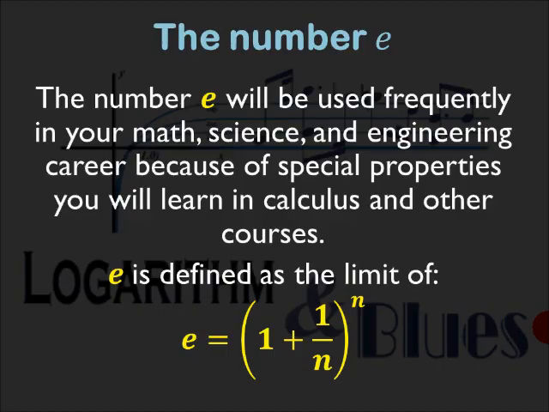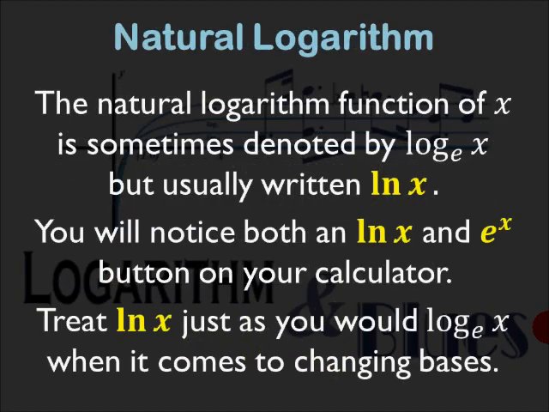If you are interested, e is defined as the limit of (1 plus 1 over n) to the n power. So that's going to look very familiar to the formula for compound interest, but that's what e is defined as. As n gets very, very big, e is going to be the value of that number, which is approximately 2.781828.